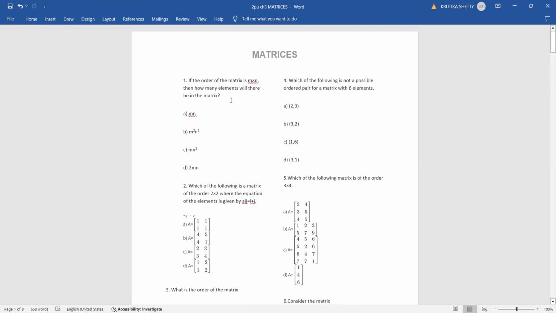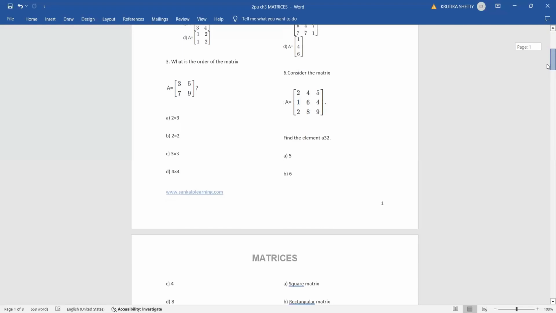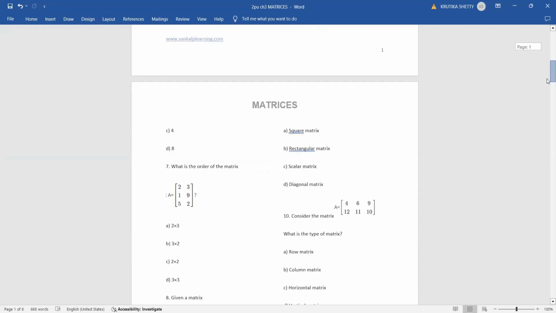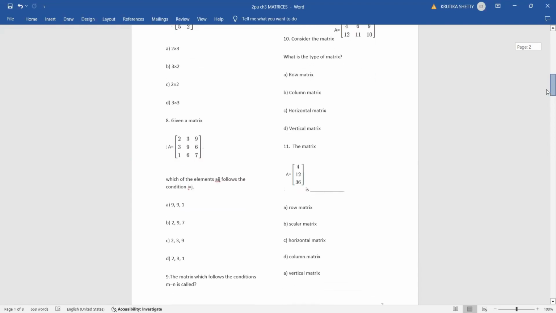If the order of the matrix is m cross n, then how many elements will be there in the matrix? I think these are the same questions which we have discussed. Some more questions are over here. The sixth question we have discussed, seventh also we have discussed. So till seventh we had here. Now see the eighth question over here.